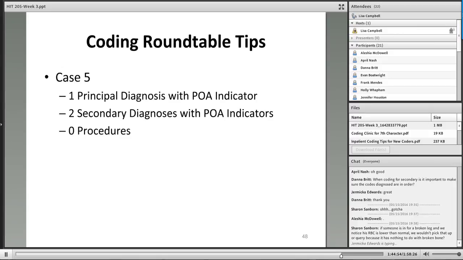Now, let me just explain something that's very, very important. You are going to be looking through the medical record and pulling out all of these different diagnoses. And you're going to be thinking, when the answers come out, well, why didn't we code this and why didn't we code that? Here is what I want you to understand. For the coding roundtable, we are coding the floor of what can be coded, not the ceiling.